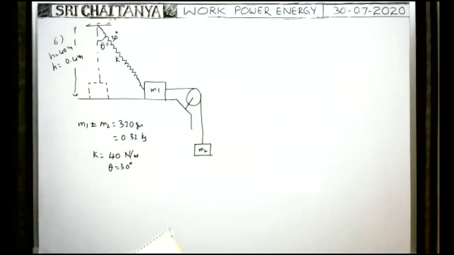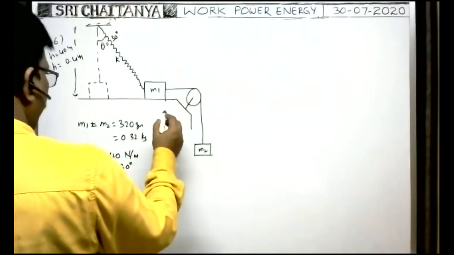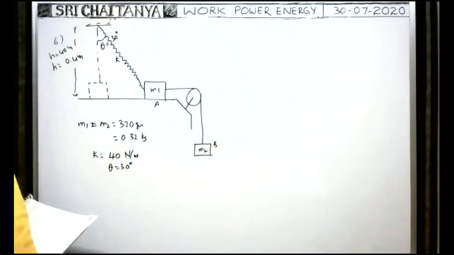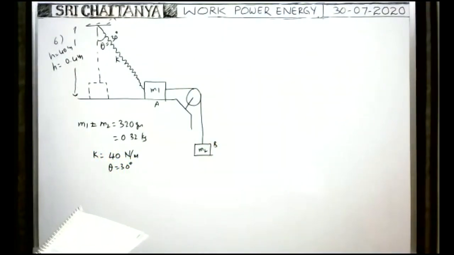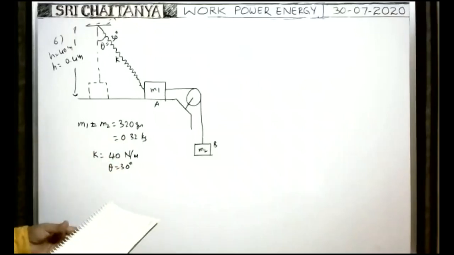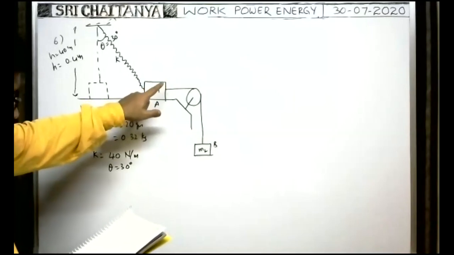All of you see the board. The figure shows two blocks, A and B. This is A and this is B. Each has a mass of 320 grams, that means 0.32 kg, and they are connected by a light string passed over a smooth, light, frictionless pulley.